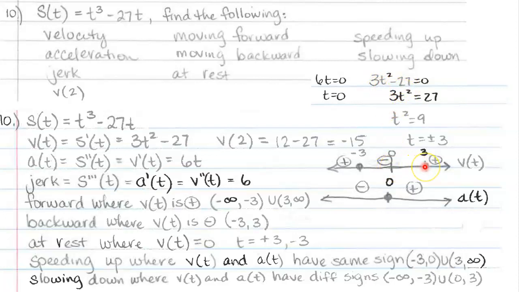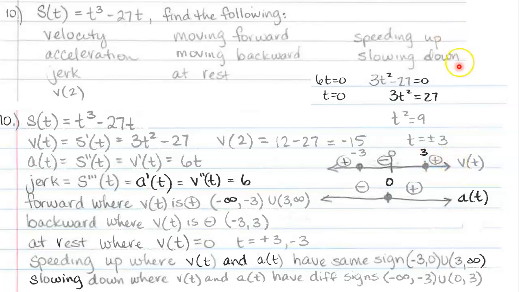When we cross over a single root, the sign changes once. If you would rather test each of these intervals, you can do that as well. So now we know that from negative infinity to negative 3, this was positive, so moving forward. From negative 3 to positive 3, it was negative, so moving backwards. And then from positive 3 to infinity, it was positive, so moving forward.